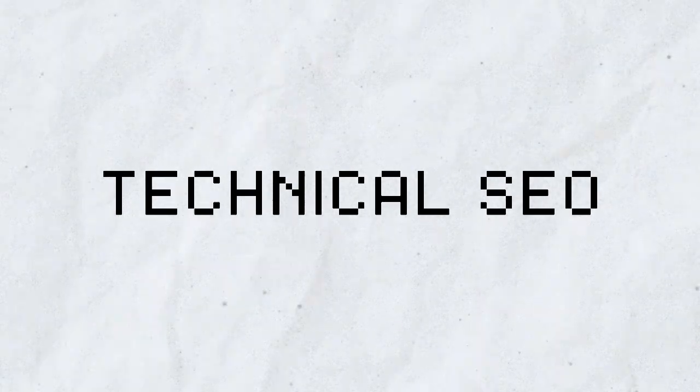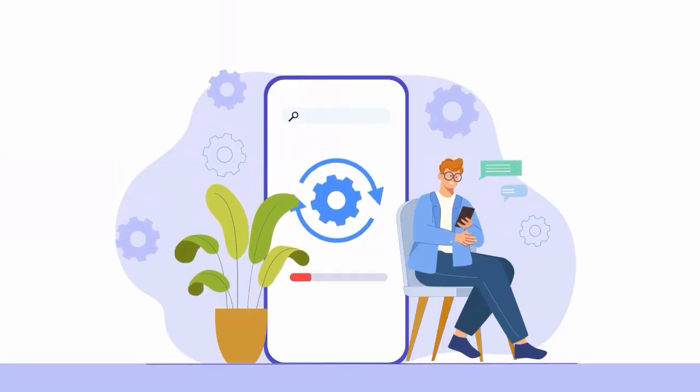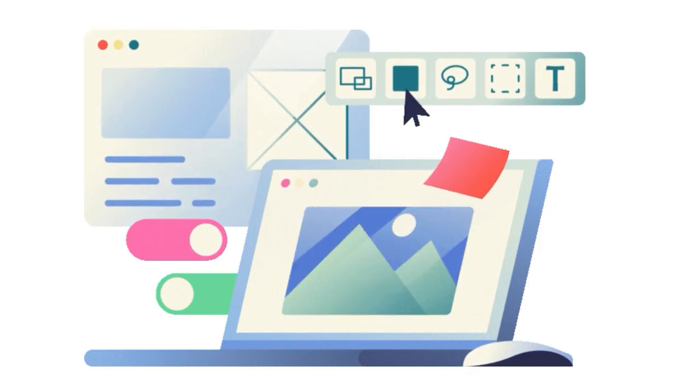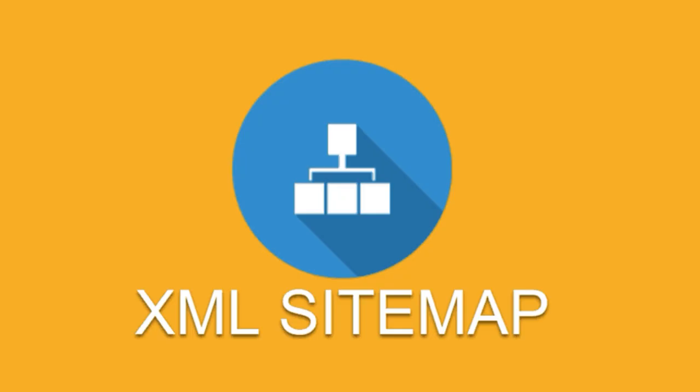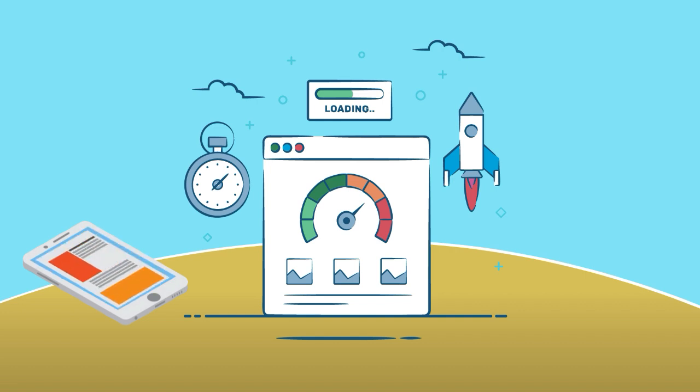Step 3. Technical SEO. Ensure your website is technically sound. This includes having a clean and organized site structure, creating an XML sitemap, and making sure your site is mobile-friendly and loads quickly.